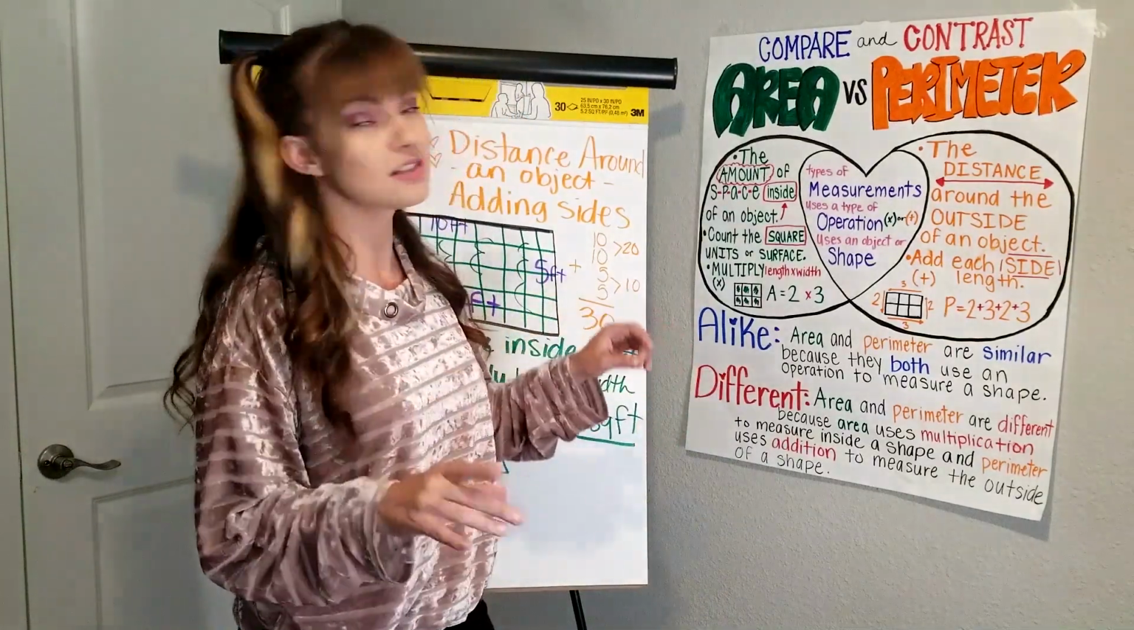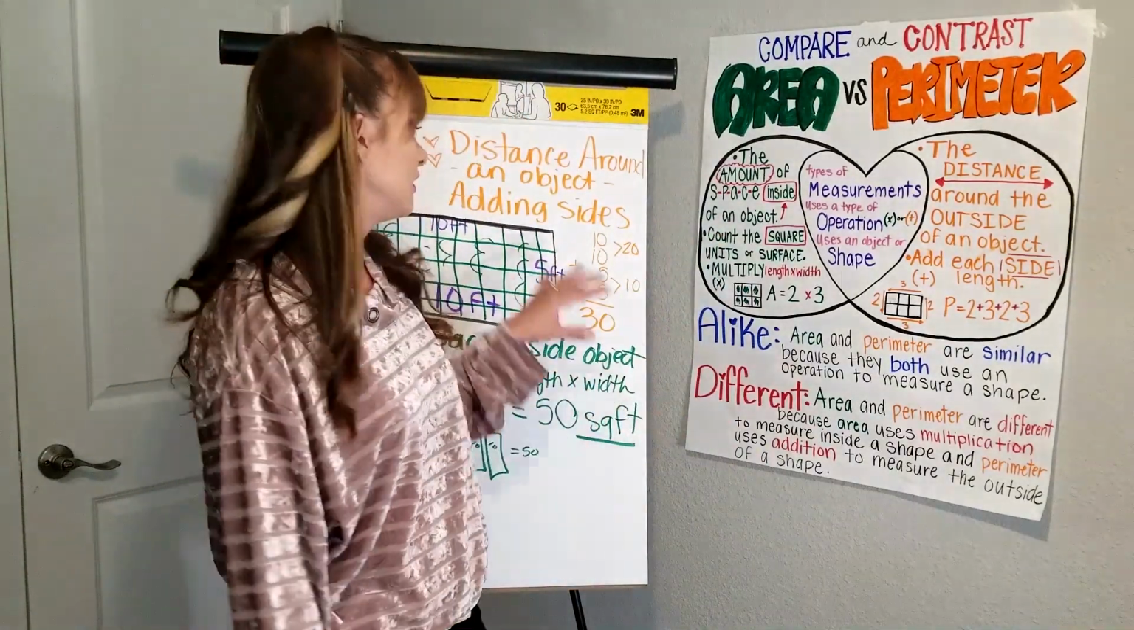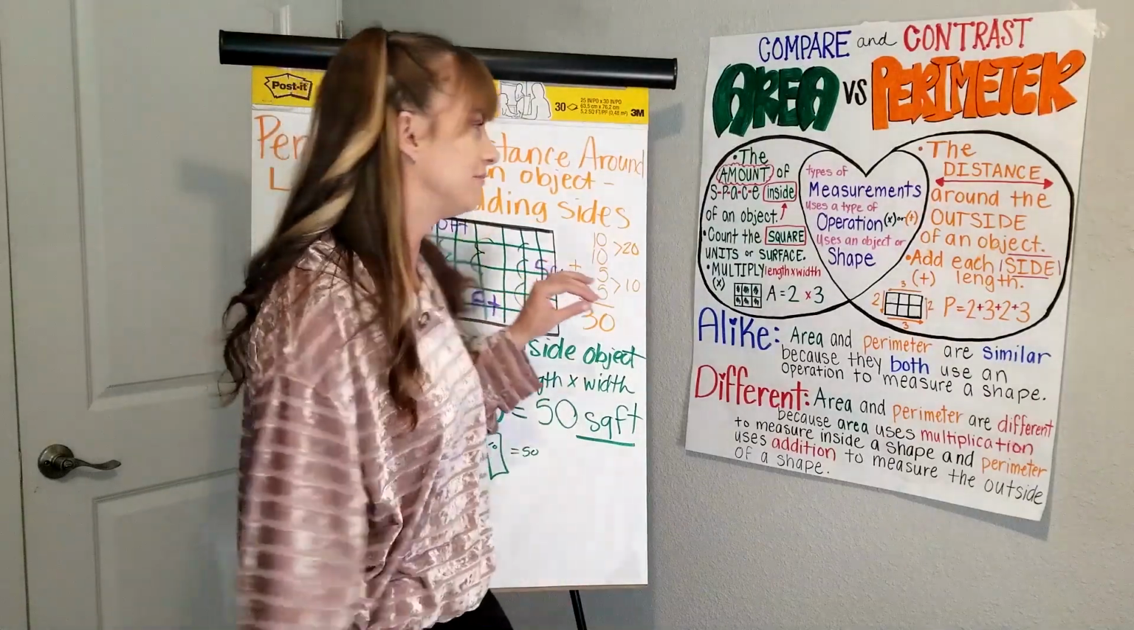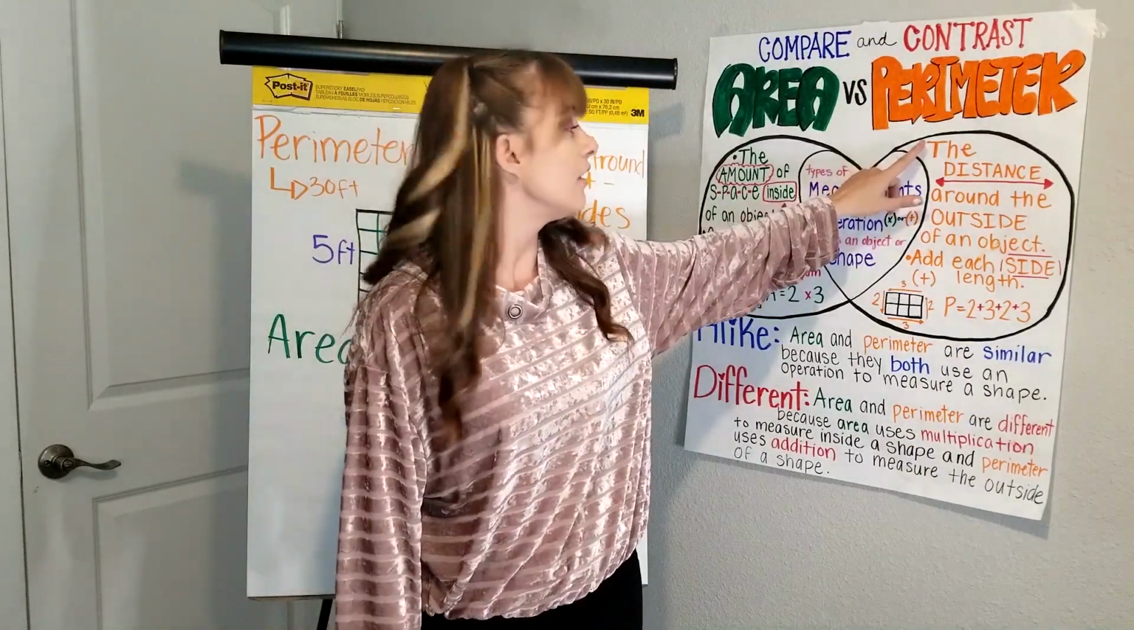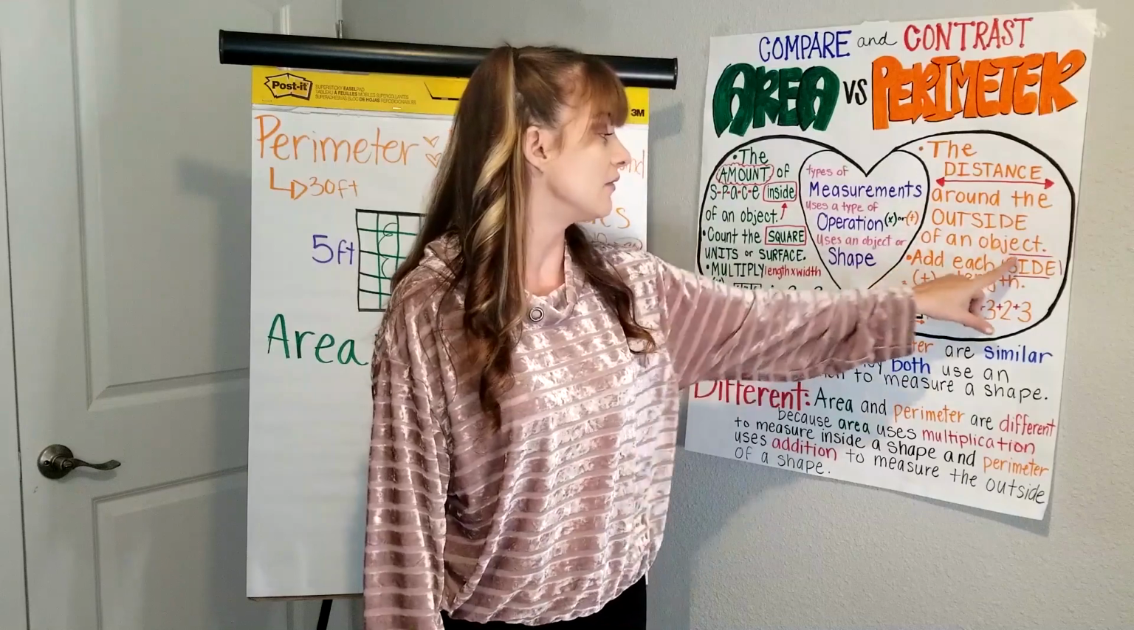Ready? So let's start with perimeter since that's what we started with on our poster board we just did. A perimeter is the distance around the outside of an object.